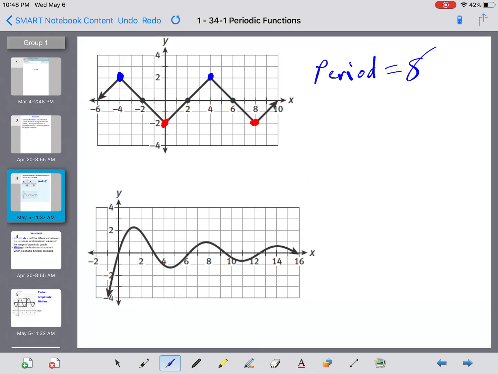Now, the second one, although it does have some patterns, it's going up and down and up and down, it doesn't repeat its values. This first point goes all the way up to a little bit above 2, and then this next little peak is just under 1, and this is just under 0.5. So although there is a pattern here, and there might be some way to describe this, it's not a periodic function because it doesn't repeat its values.